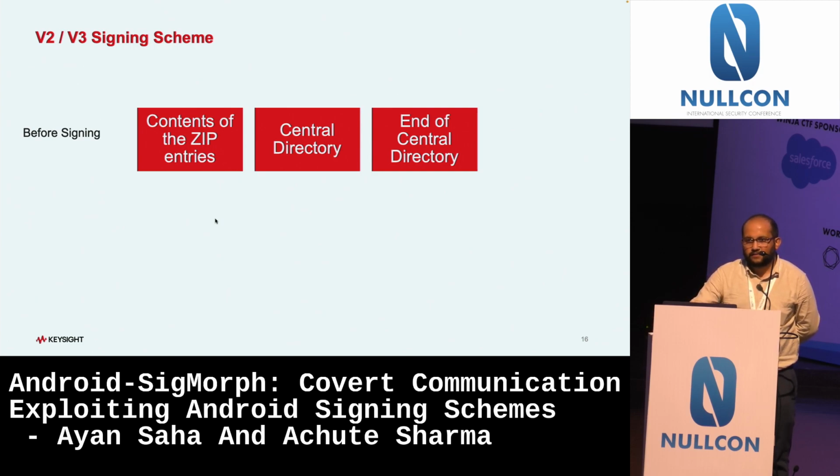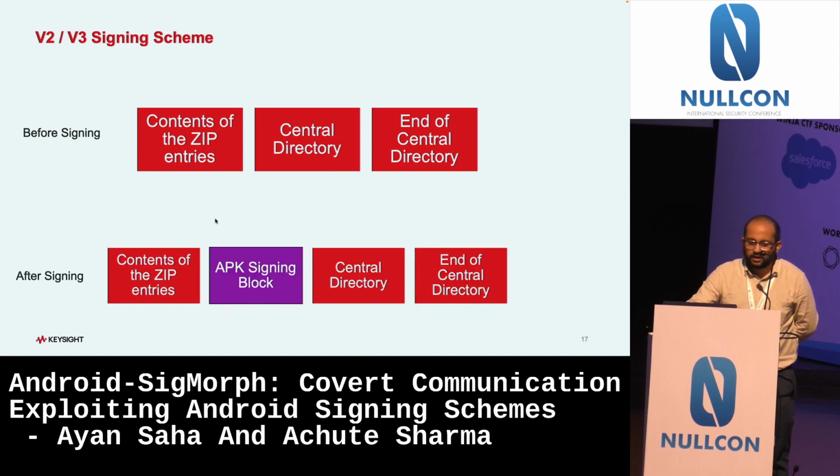Now once we sign an APK, with V1, V2 or V3, what Android does is add a new block called the APK signing block, just before the central directory. And if you look at the image, the red ones are basically the protected ones, and some parts of this APK signing block are unprotected, right? And that is what we will be trying to dig deeper into in our talk.